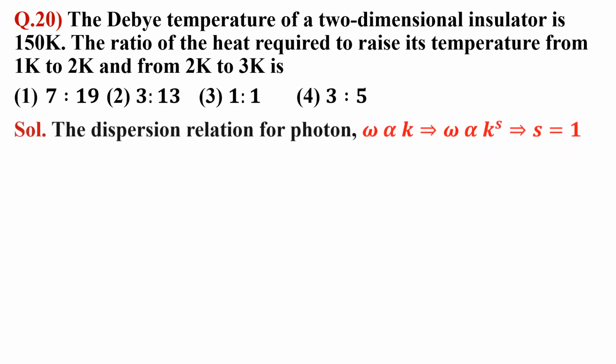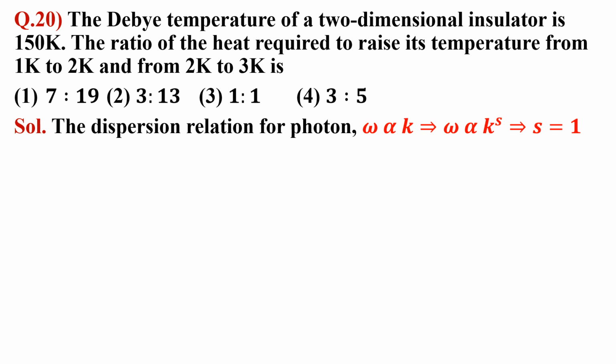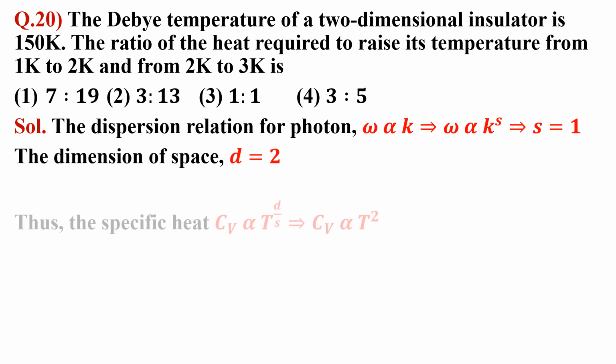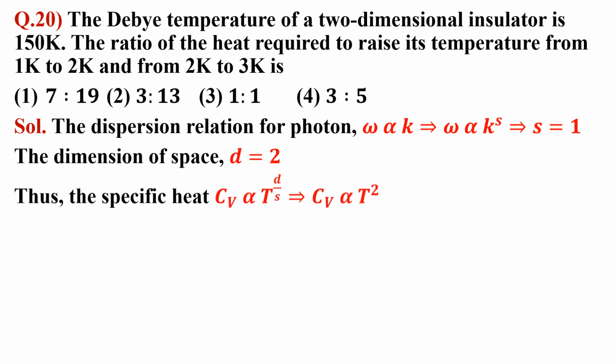3:5. Solution. The dispersion relation of a phonon, omega proportional to K^s, where K is the wave vector, tends to omega proportional to K over S, which gives S equals 1, and the dimension of space D equals 2. Thus the specific heat Cv proportional to T^(D/S) implies that Cv is proportional to T squared.